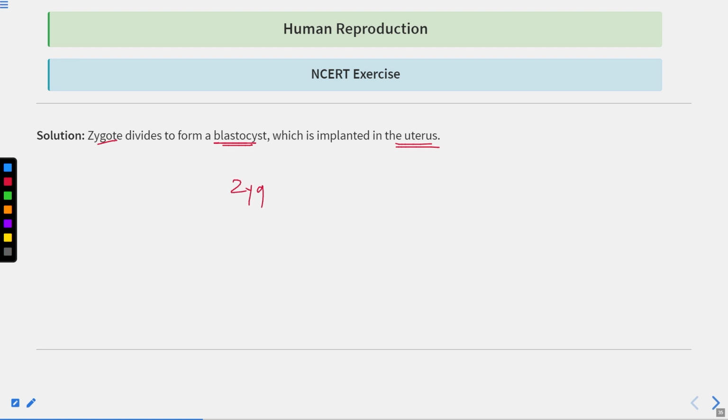So we've already discussed, this is the zygote. This divides mitotically to give rise to 2-cell, 4-cell, 8-cell and 16-cell structures, and these cells are known as blastomeres. Now what happens? A structure containing 8 to 16 blastomeres is known as the morula, and the morula will further divide to form the blastocyst.